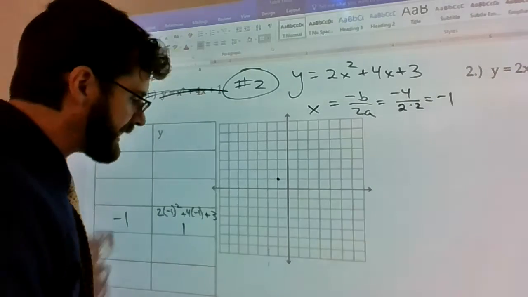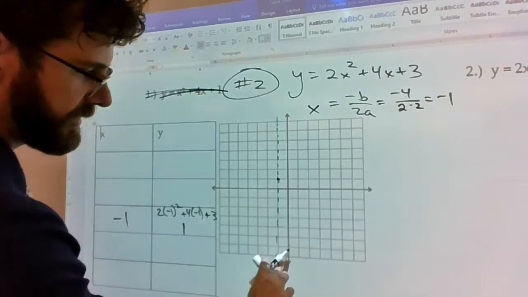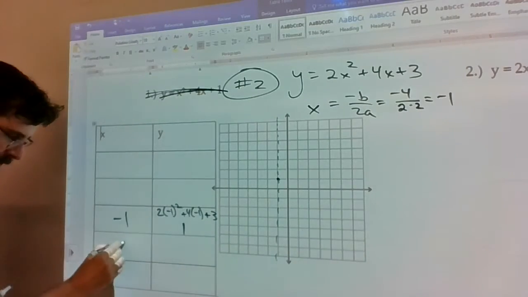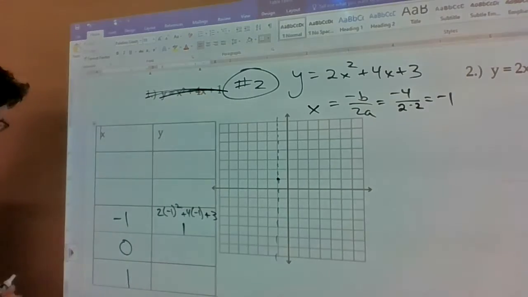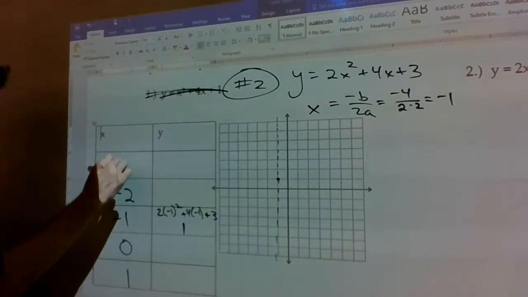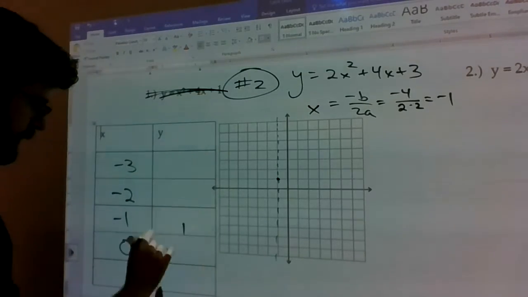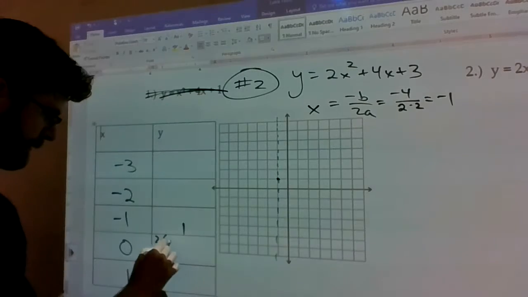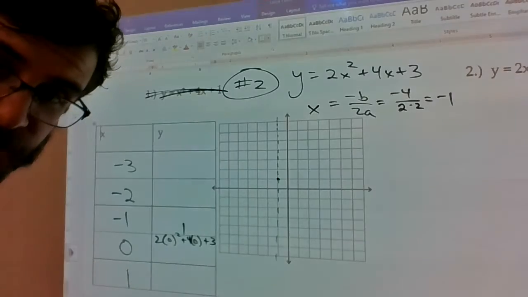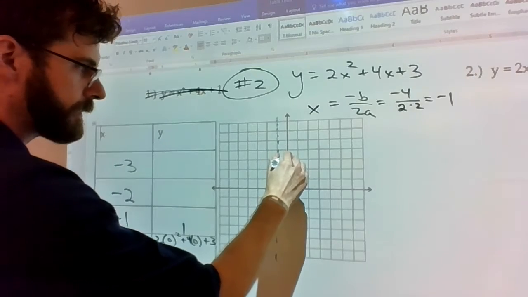I now know it's centered around this axis of symmetry, and I'm just going to pick points 0 and then 1 and then find their partner points. So I'm going to pick 0 and I'm going to pick 1, and then their partner points will be left 2 and left 3. Okay, so plug in 0. 2 times 0 squared plus 4 times 0 plus 3. That's a pretty simple calculation. It comes out to be 3. So 0, 3 is my ordered pair.